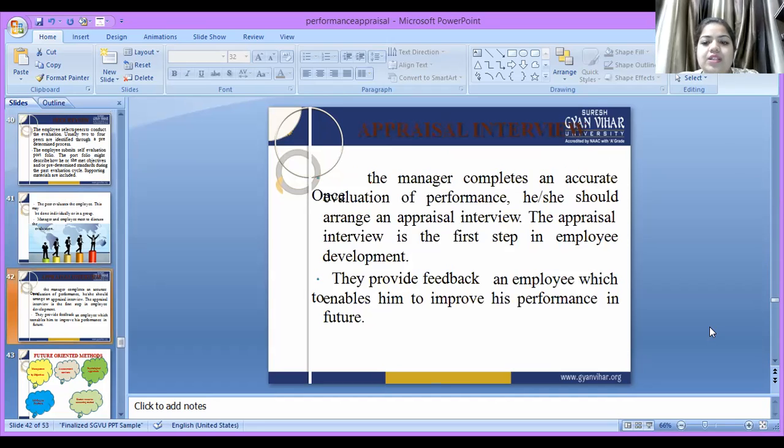Appraisal interview. After the manager completes an accurate evaluation of the performance, he should arrange an appraisal interview with the employee. The appraisal interview is the first step in employee development. Through that, they can know what type of development they require. They provide feedback about the employee, which enables him to improve his performance in the future. That means it is helpful not only for the current situation, but for the future also.